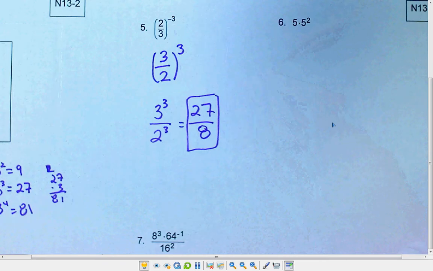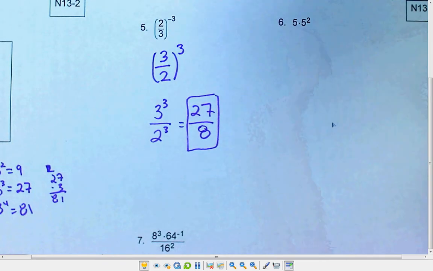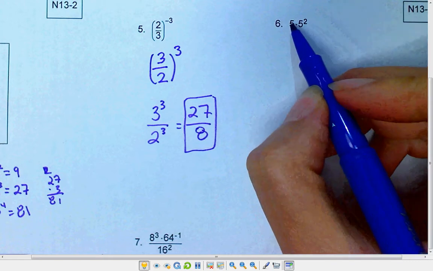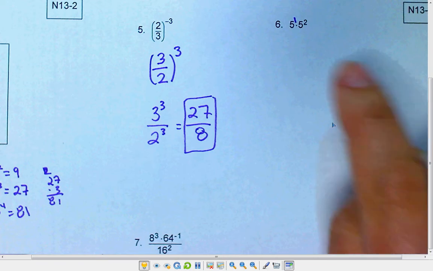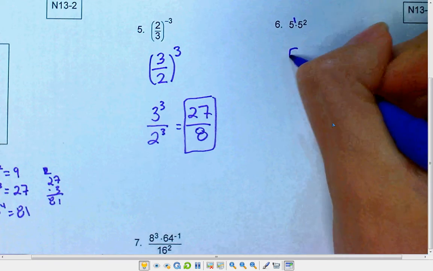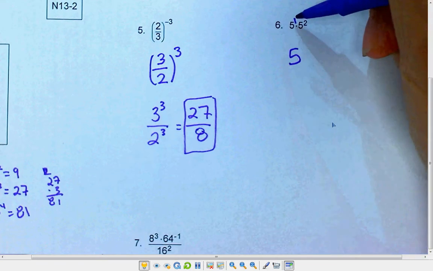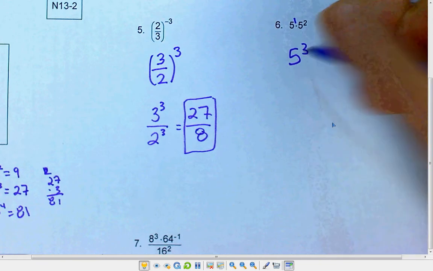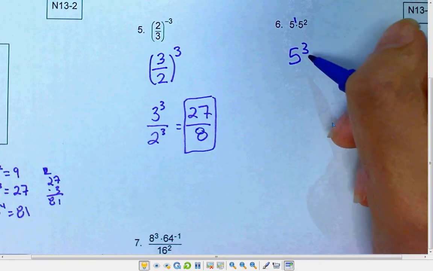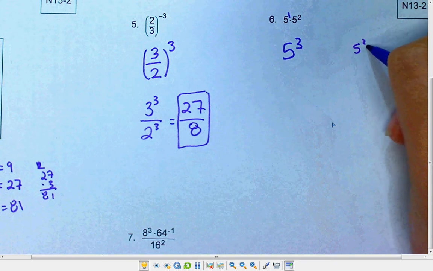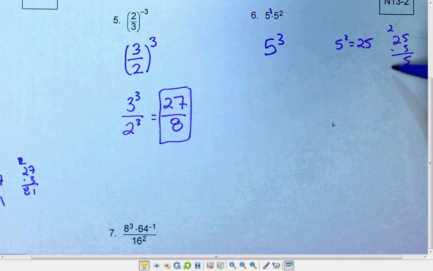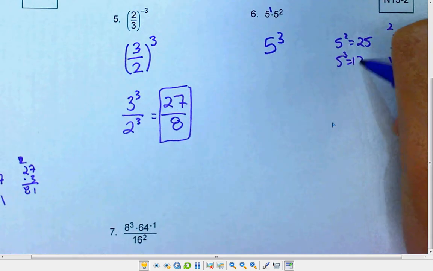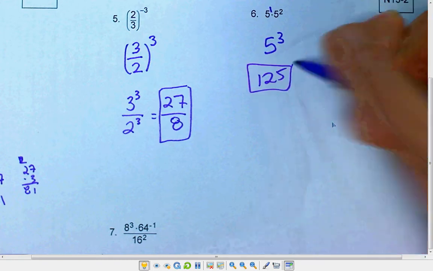Okay, for number 6, this is just reminding us of our order of operations. So this is 5 times 5 squared. This 5 is just 5 to the 1st power. When we have 2 of the same base, we're going to keep that base, and we're going to add our exponents. So 1 plus 2, this is going to be 5 to the 3rd power. 5 squared is 25, so 5 to the 3rd power is 25 times 5, which is 125. So this gives us 125.